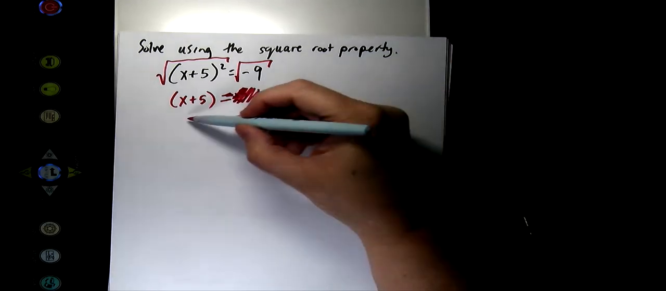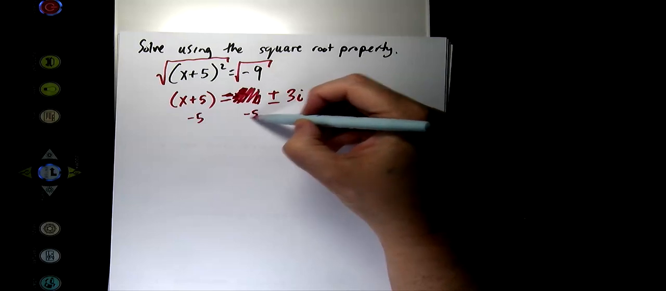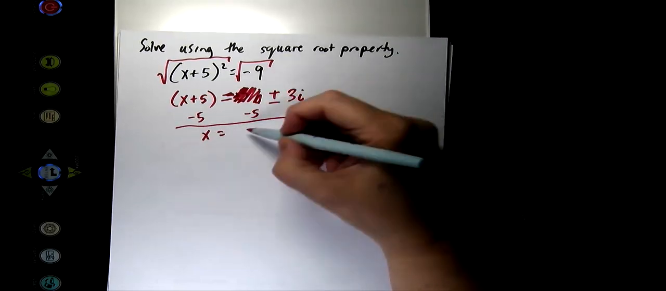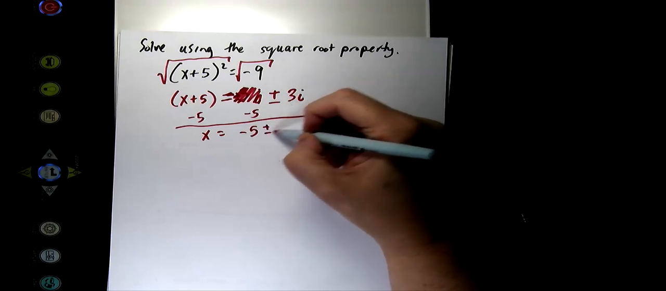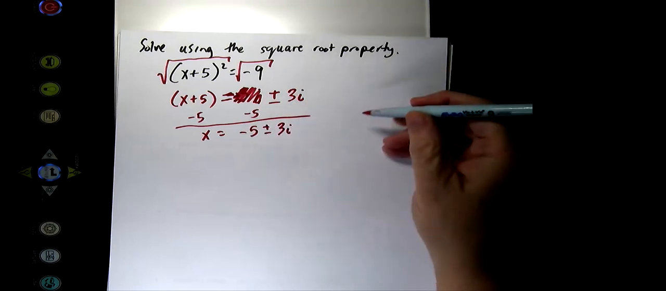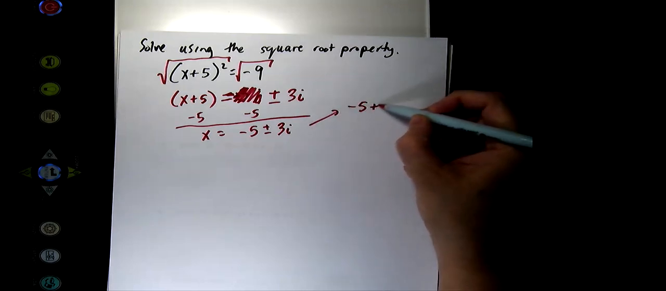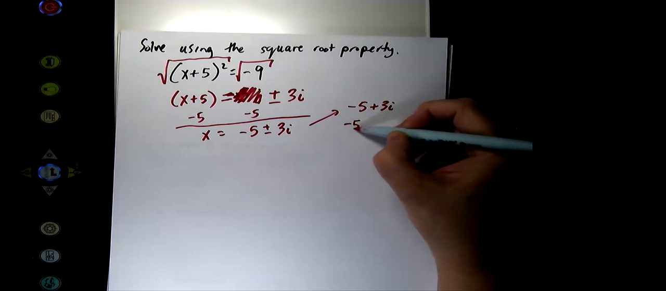And we subtract -5 from both sides. And the -5 does not have an i, so it cannot be combined with the other one. We get -5 plus or minus 3i, which is two answers, -5 plus 3i, -5 minus 3i.